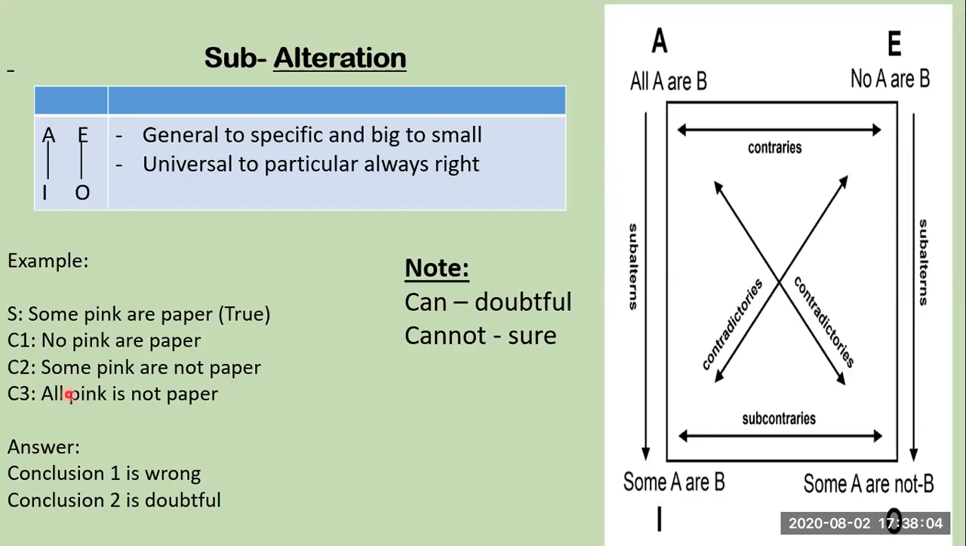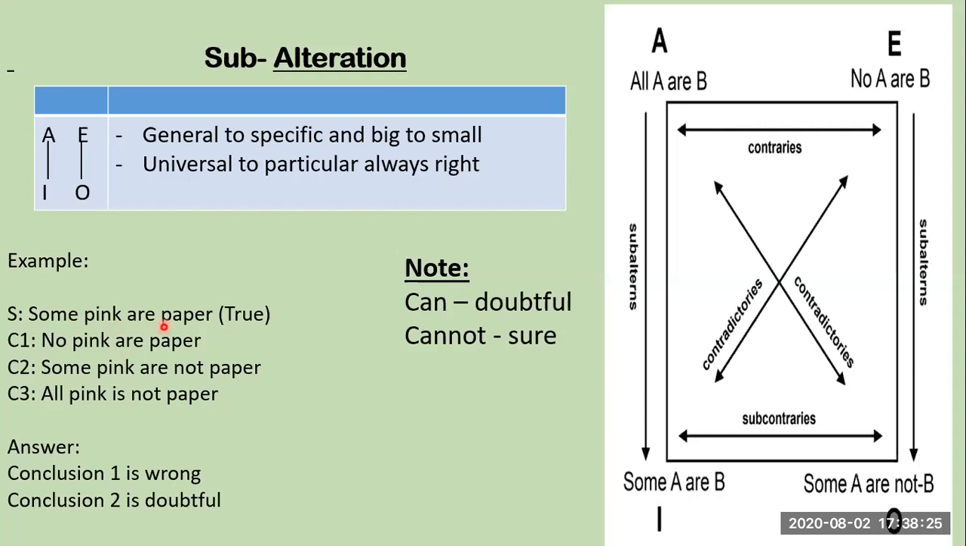Because they use all and not. There is no square of opposition type called all and not. It should be either all or some not. So this doesn't come under the square of opposition. Directly scratch this statement. You need to focus on these three. We'll see them one by one now.